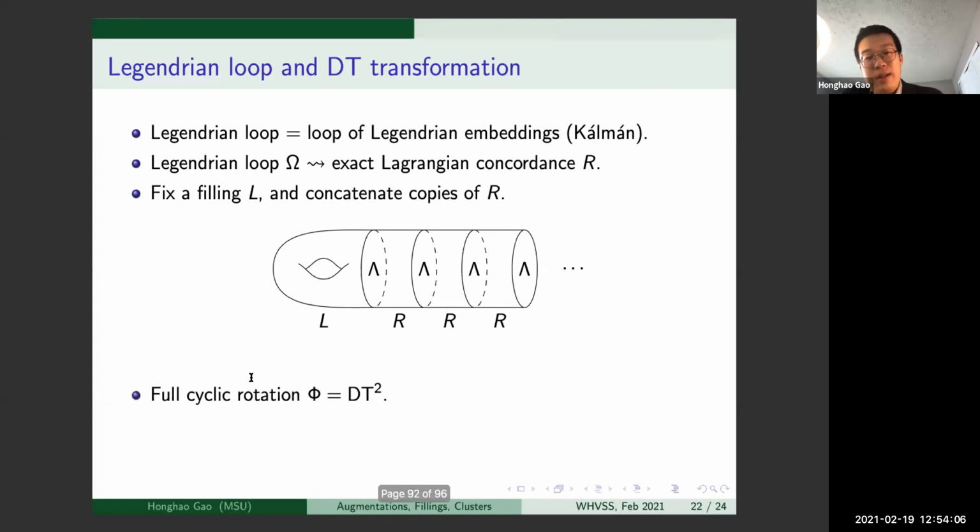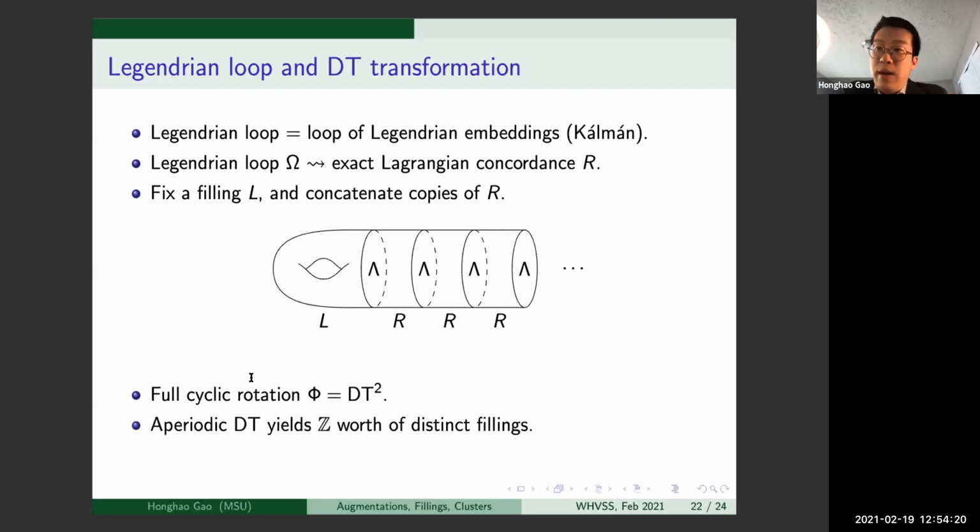So the recipe here is that for positive braids, you can look at the full cyclic rotation, which is the square of the Donaldson-Thomas transformation. And so if you have a DT transformation that's aperiodic, then this will yield a Z worth of distinct fillings. It's a linear growth of fillings. So hopefully, if we trade off some of the extended fillings, then we can do a little bit more. And there's an important property: if the quiver is acyclic and of infinite type, then the DT is aperiodic.